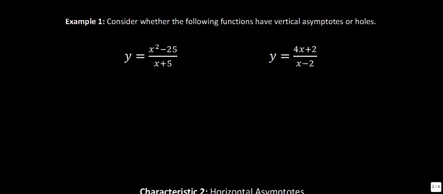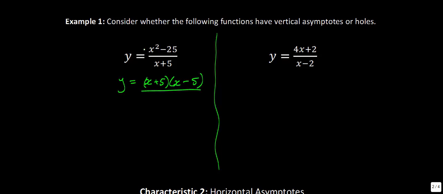Example number 1 says consider whether the following functions have vertical asymptotes or holes. Well, what we'll do first is we'll factor this. So let's start with the one on the left-hand side here. This gives me y is equal to x plus 5 and x minus 5. Hopefully you recognize that this is a difference of squares right here. All right. So now that I've gotten that, let's talk about what my NPVs are.